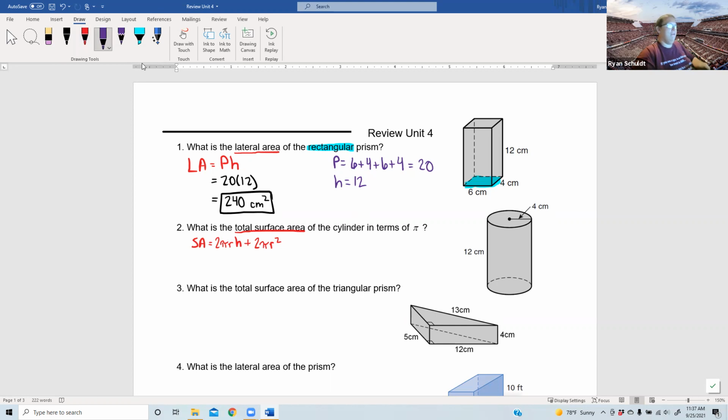Let's look over here at the cylinder. I need radius. Well, they tell me the radius is 4 and the height is 12. So I can plug in at this point. It's going to be 2 pi times 4 times 12 plus 2 pi times 4 squared. Now, our question says to give it in terms of pi.